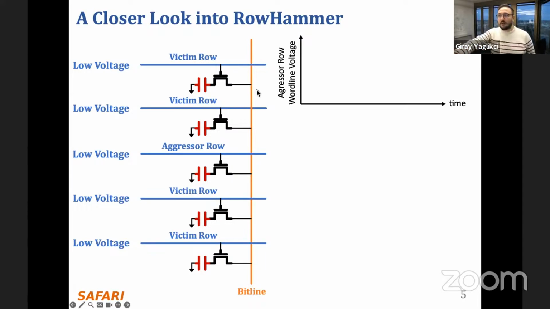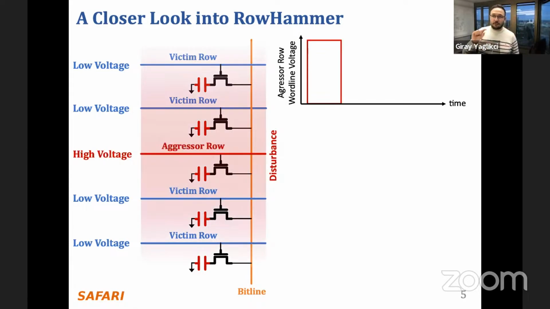Here we have a DRAM cell from each row, like each of these 5 rows from the previous cartoon. And let's say this is our aggressor row. So we switch the voltage on the word line from low voltage to high voltage. It creates some disturbance around, and the disturbance is stronger in close proximity, and it fades out as you go farther.